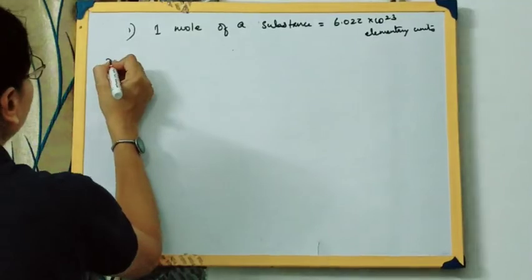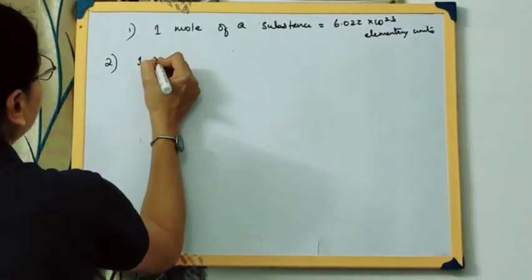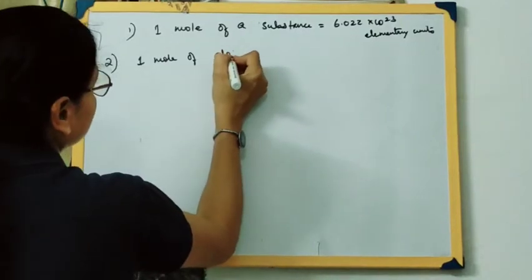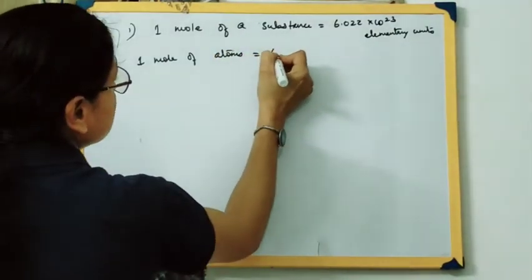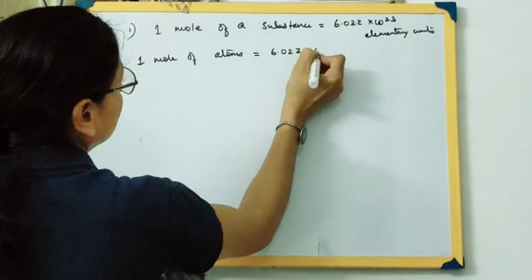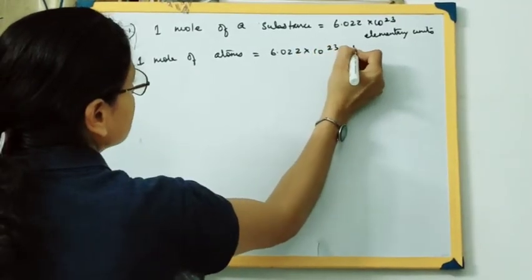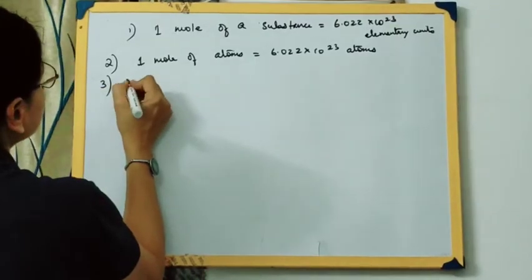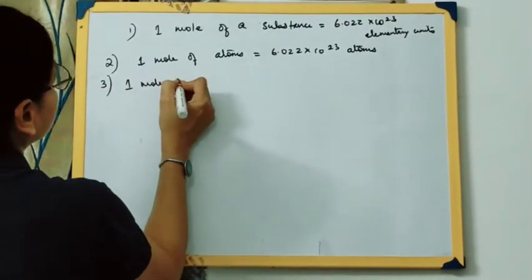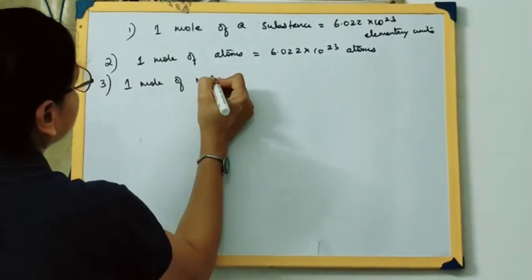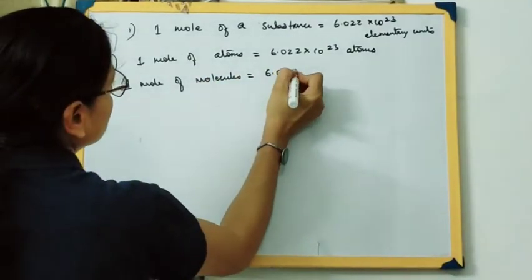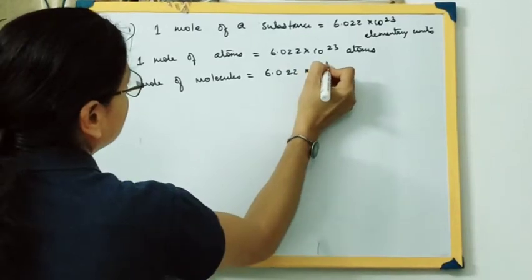So 1 mole of atoms is equal to 6.022 into 10 to the power 23 atoms. Similarly, 1 mole of molecules is equal to 6.022 into 10 raised to the power 23 molecules.